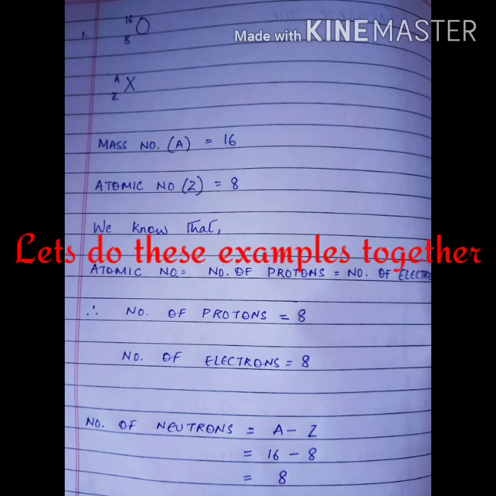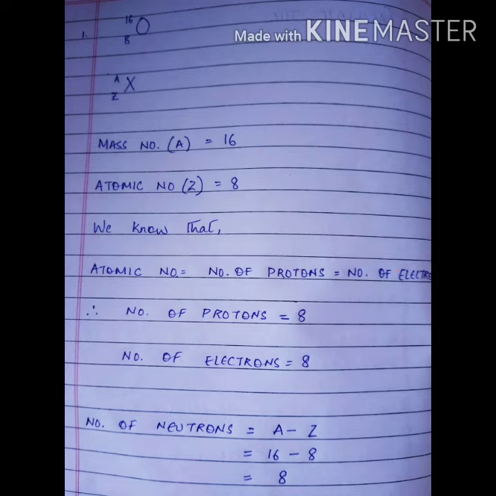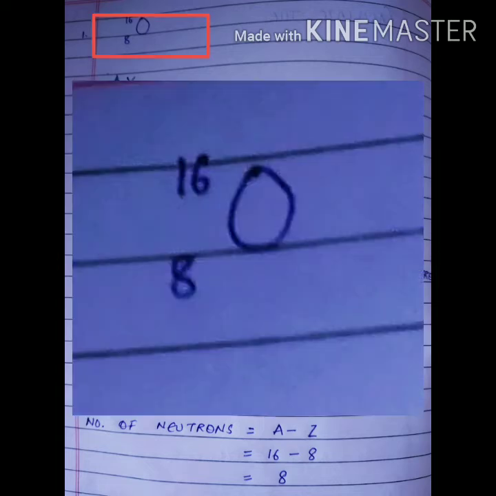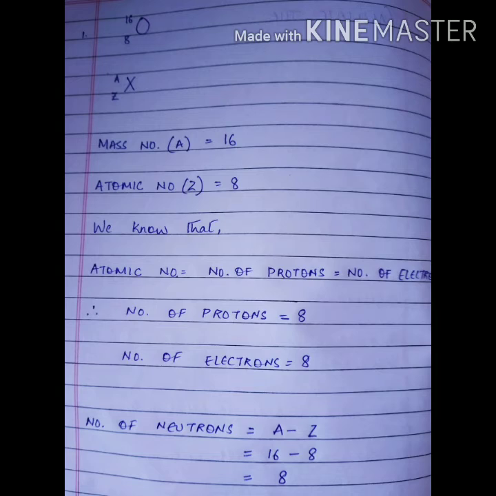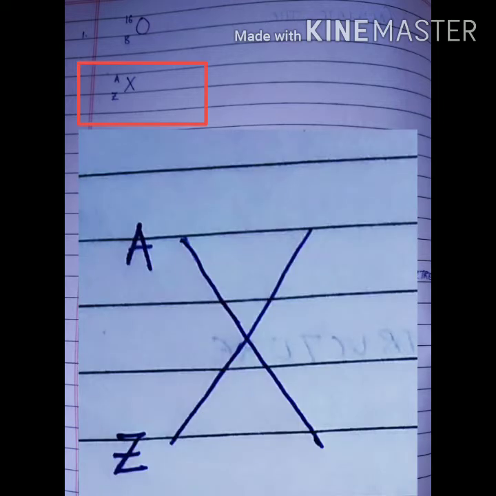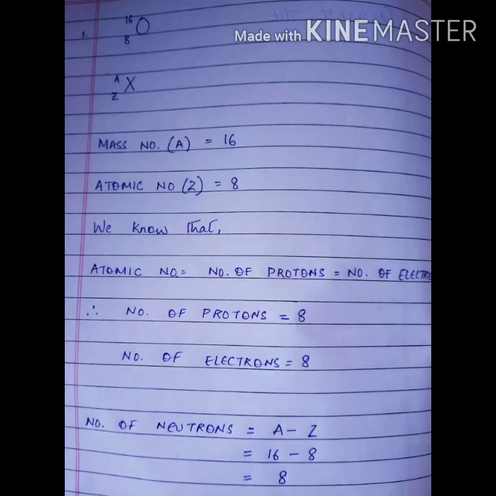Now let's do some examples together. See example number 1. Oxygen with superscript 16 and subscript 18. Now in the previous class we have already discussed about this. So let's revise. We use the formula X with A and Z, where A stands for the mass number and Z stands for the atomic number. So in this case, mass number, that is A, is 16 and atomic number, that is Z, is 8.